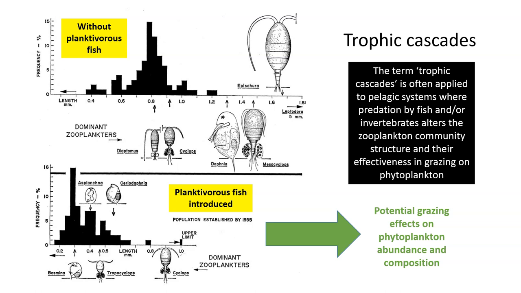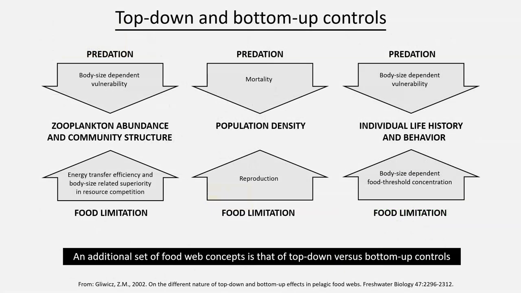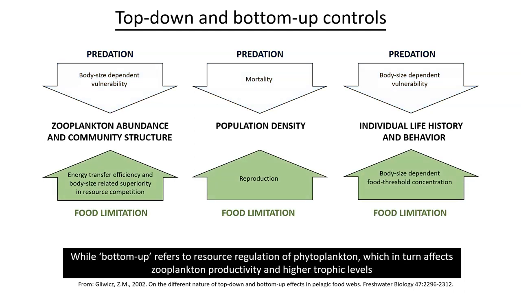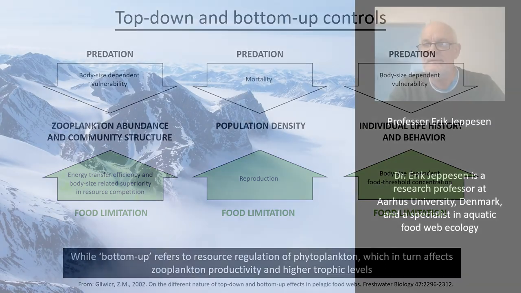The term trophic cascades is often applied to pelagic systems where predation by fish and or invertebrates alters the zooplankton community structure and their effectiveness in grazing on phytoplankton. An additional set of food web concepts is that of top-down versus bottom-up controls. Top-down refers to predation by fish or invertebrates that affect zooplankton communities, which in turn affects the phytoplankton, while bottom-up refers to resource regulation of phytoplankton, which in turn affects zooplankton productivity and higher trophic levels.